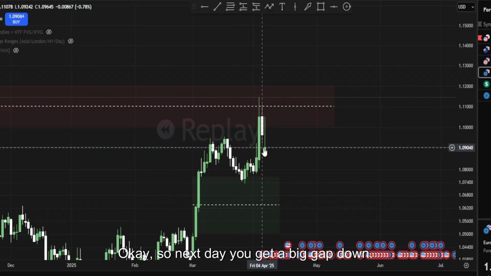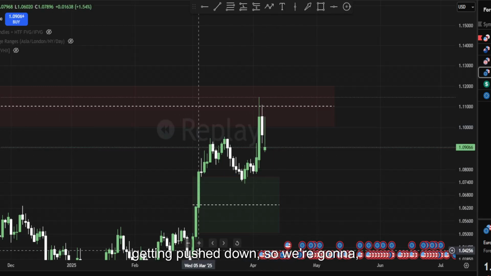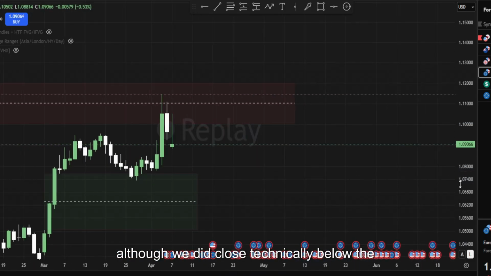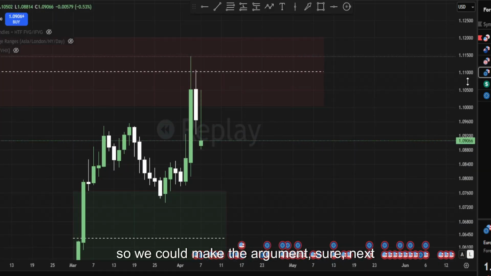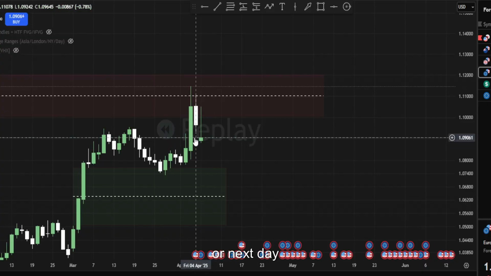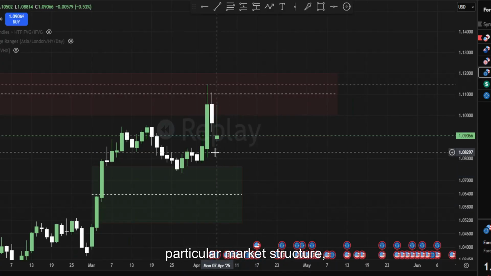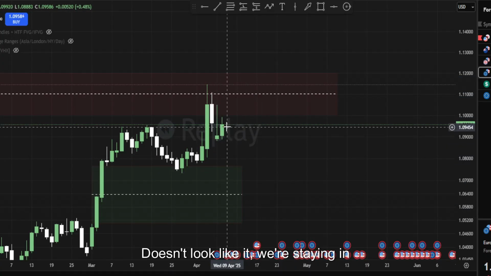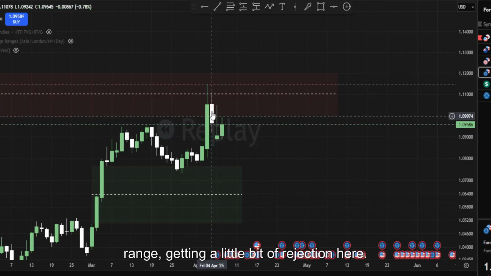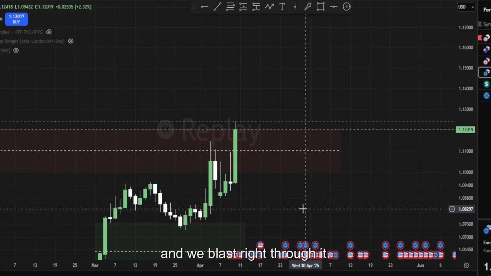Okay, so next day, we get a big gap down. We're trying to push up, really struggling, getting pushed down. Although we did close technically below the previous day low, so we could make the argument for a bearish day, although it really doesn't match the particular market structure unless this was a reversal. Doesn't look like it. We're staying in range, getting a little bit of rejection here. More rejection, staying within range, and we blast right through it.